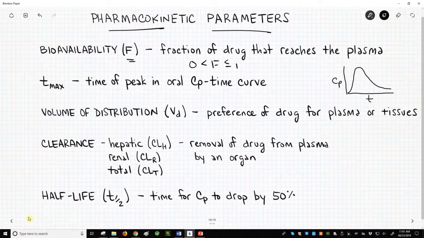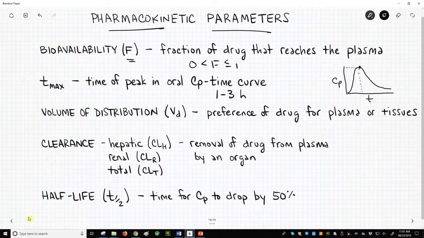Tmax is the time required for the oral CP time curve to reach its peak. Tmax can be read directly off a CP time curve for an oral drug. So over on the right of the screen, look at the time, the x-axis, at which the highest CP value, y-axis, is reached. Tmax is mostly affected by absorption. Tmax values are often in the 1 to 2, maybe 3 hour range. If you're taking an oral drug, you want it to take effect soon, so Tmax values tend to be short.